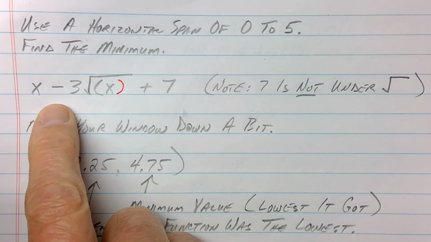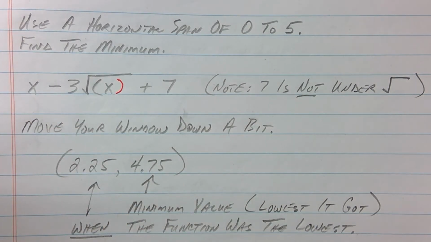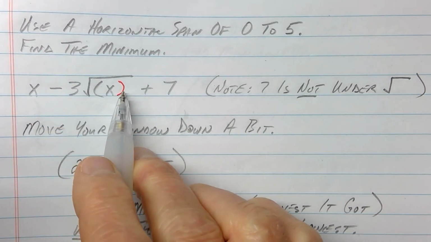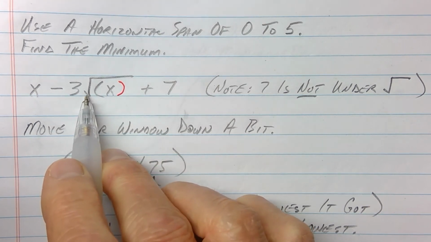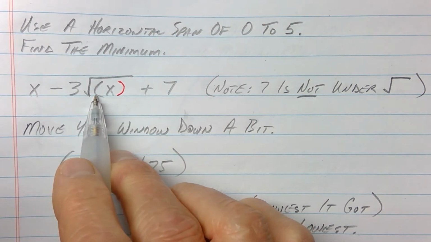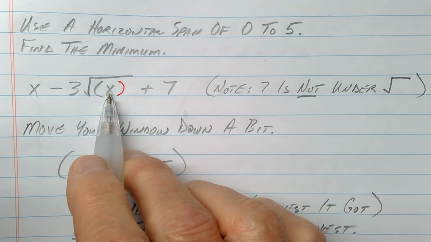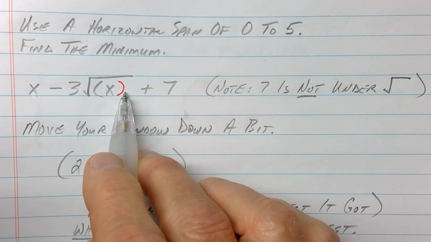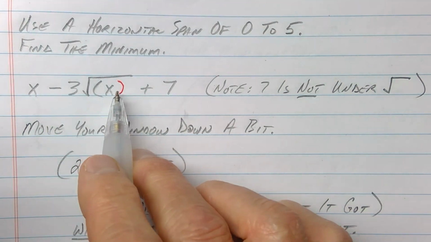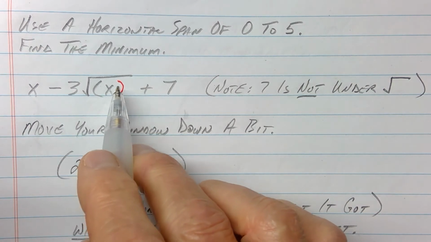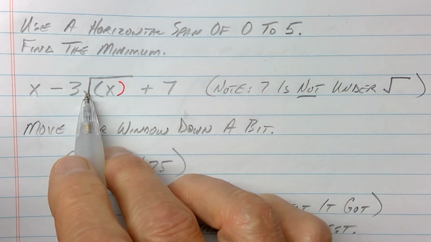Now, you guys on the 83s, make sure you close this parentheses here, because when you hit root on the 83, it's going to open the parentheses and you're going to enter x. And then if you don't close it, it's going to put the +7 under the root, and we don't want that. We have to tell it when to stop rooting.